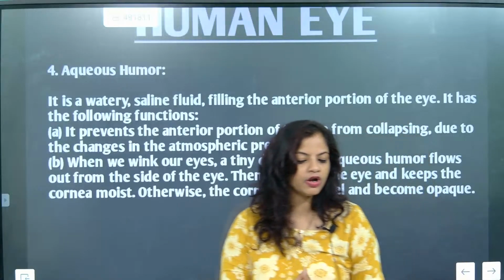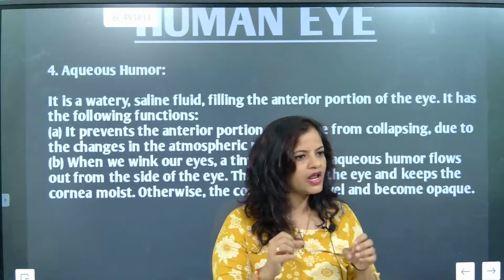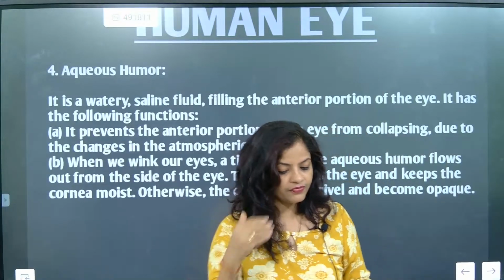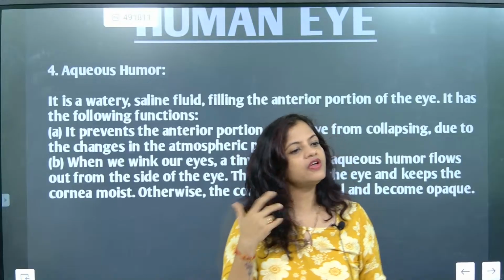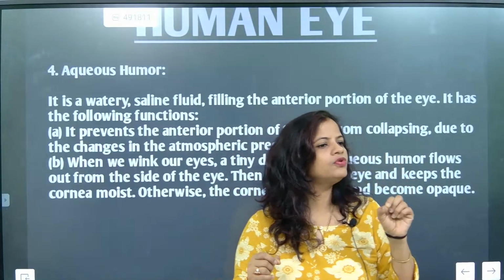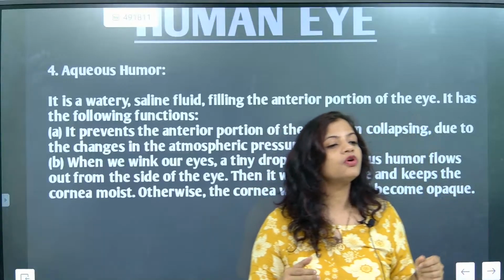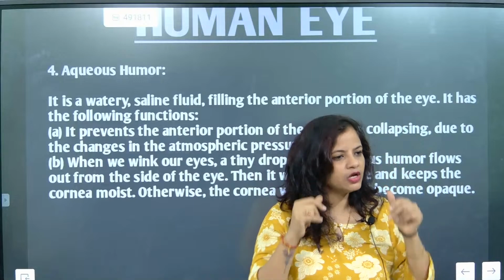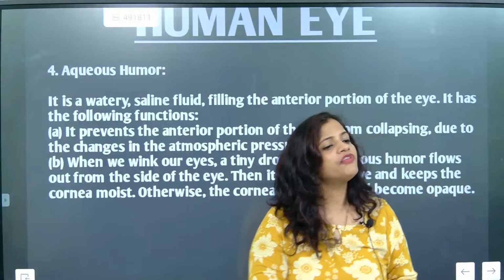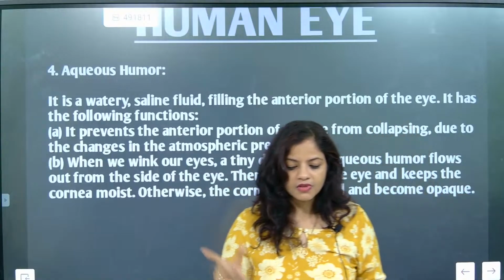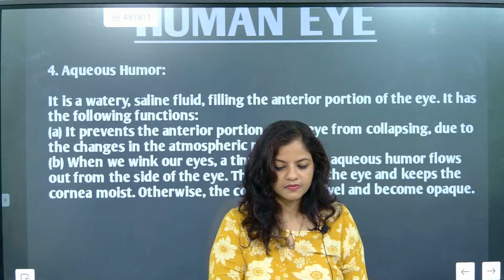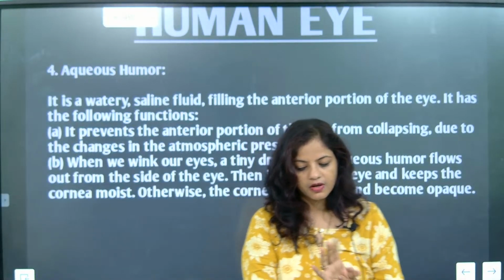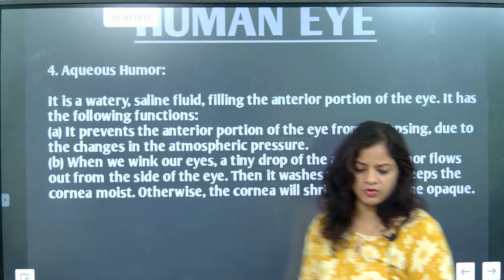Now, the second important point is that when we are winking our eyes, meaning blinking, a little bit of this fluid will come out, and it will moisten the cornea region, so that our eye shutter will be getting closed and opened nicely without much friction. Understood? So this is the most important part for all the boards, CBSE, state board, everything.